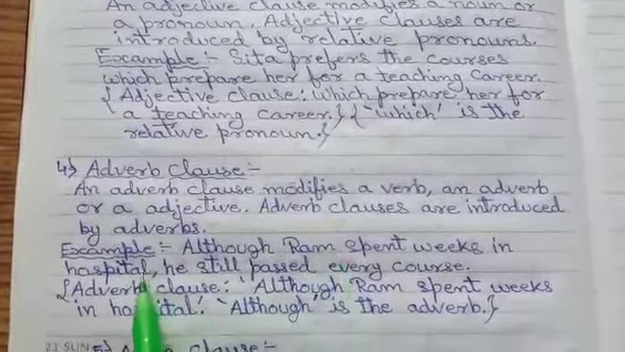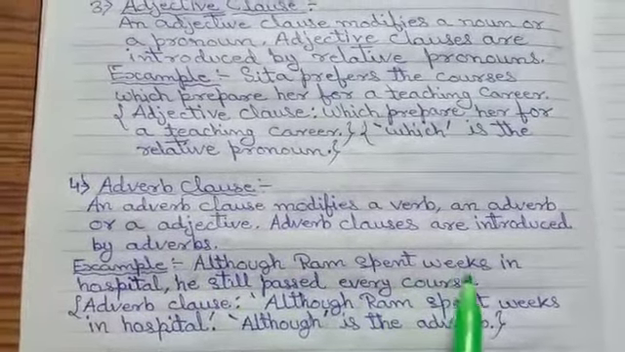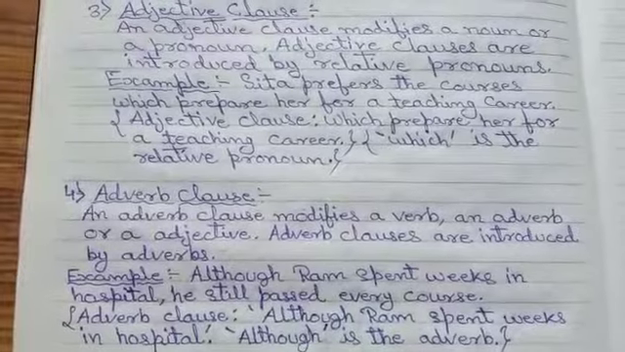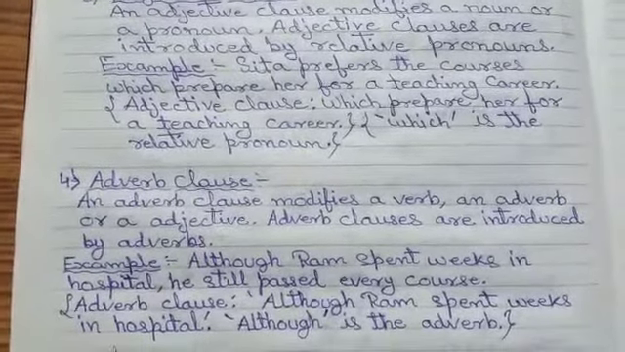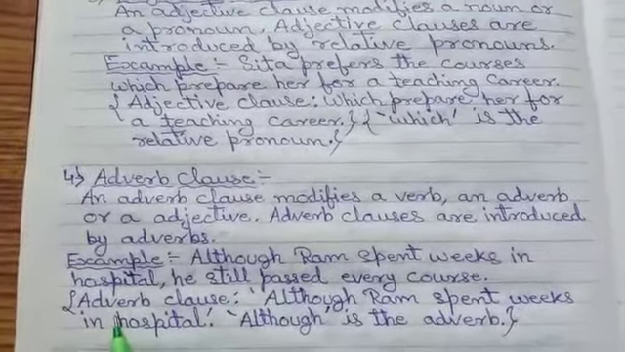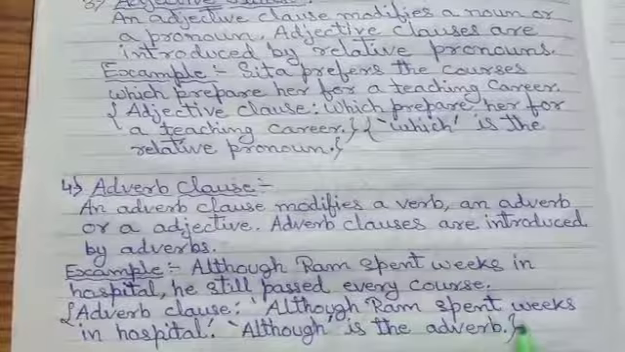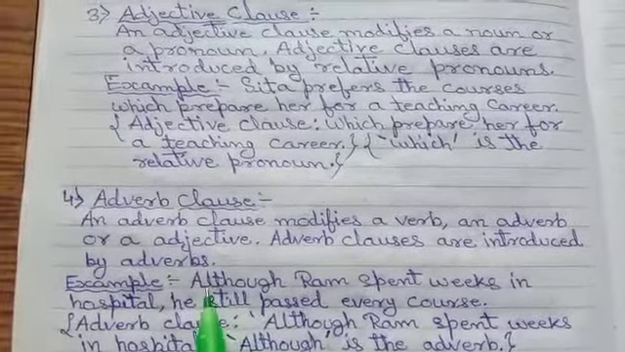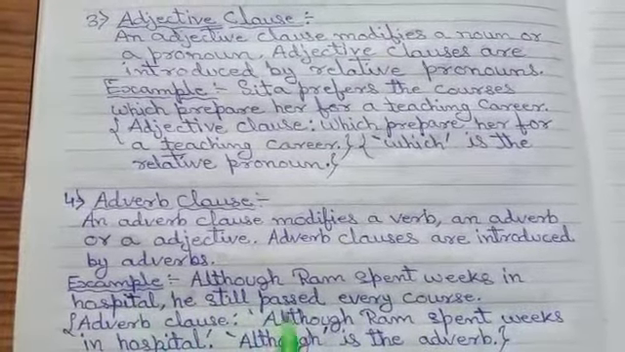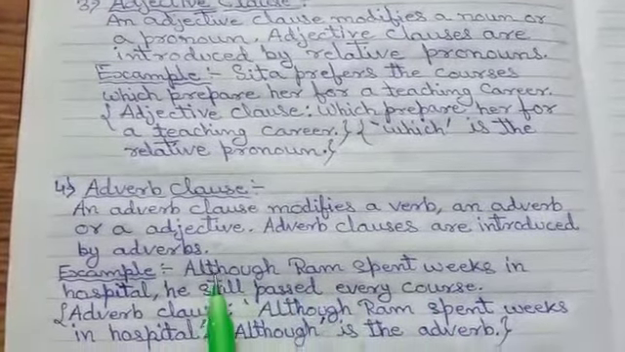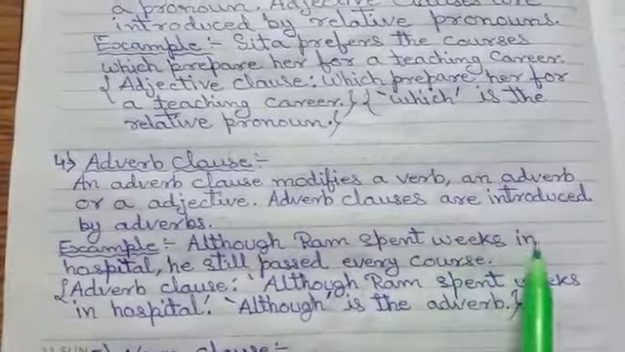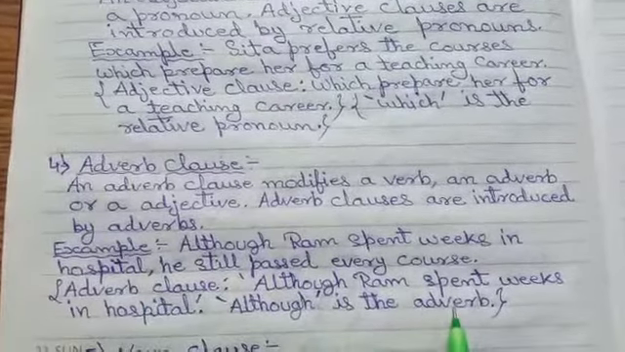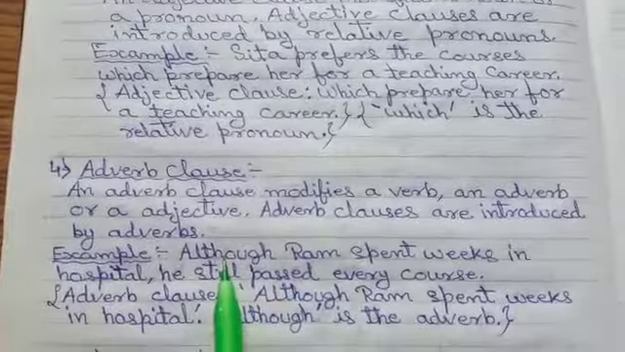Now see an example. Although Ram spent weeks in hospital, he still passed every course. This is an example. Let us see the description of that example. In this sentence, "Although Ram spent weeks in hospital" is the adverb clause, and in this adverb clause, "although" is the adverb.